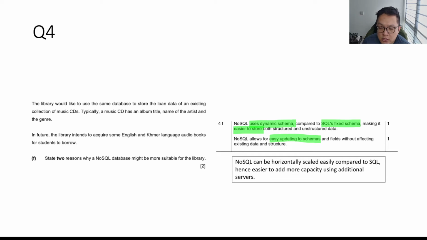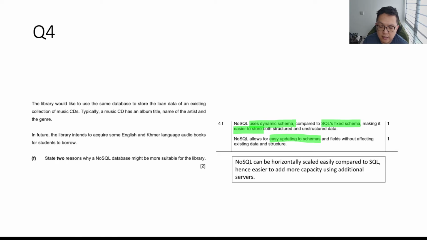Then another thing that some of you mentioned, which I think was quite good, is that NoSQL can be horizontally scaled easily compared to SQL. Horizontal scaling is basically you build up your database to be larger through expansion, by having more capacity. So let's say for example you are running out of space, you want to create another server somewhere else.